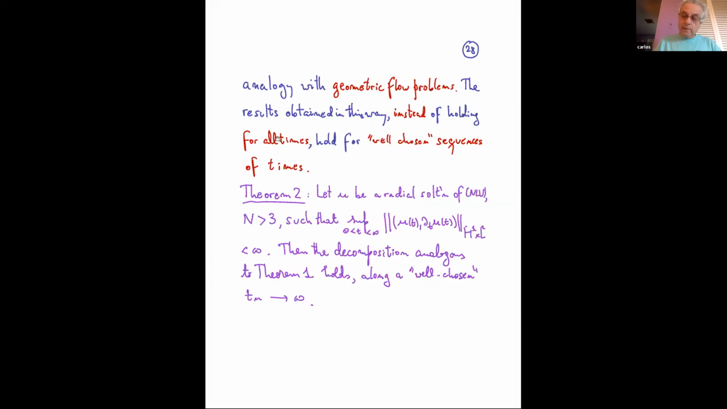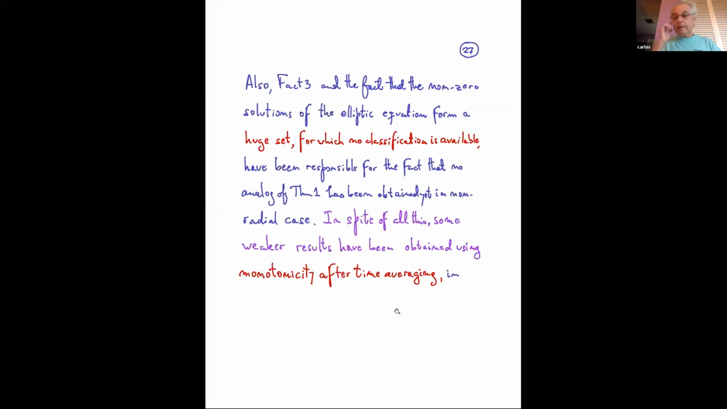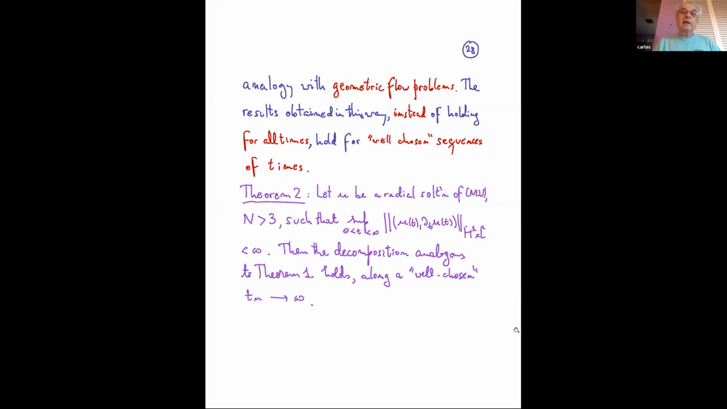We were prompted to use monotonicity after time averaging from work in parabolic equations, in geometric flow problems, for example. But then the results obtained hold not for all times, but for well-chosen sequences of times. So here is what we get, for instance. Theorem 2 says that for any dimension bigger than 3 in the radial case, you have the decomposition analogous to theorem 1, but only along a well-chosen sequence of times.